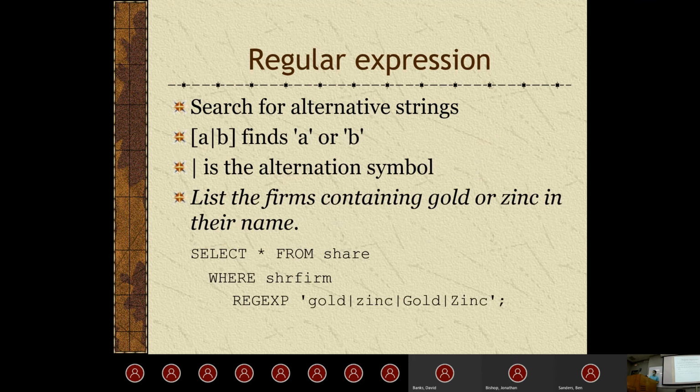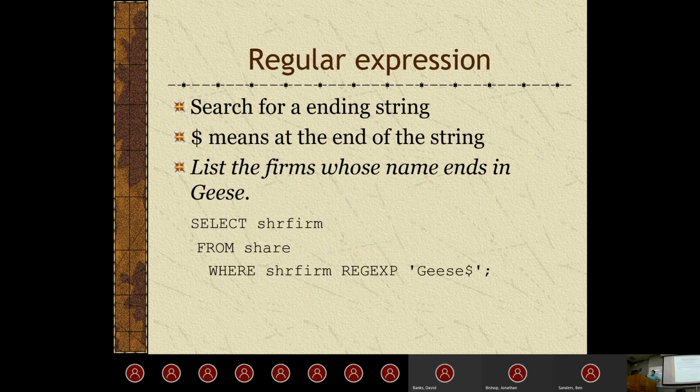So going back to this example here, if we had only starting with gold, we'd have the upwards facing caret, gold. And then only firms that began with gold would be included inside of that. So we have lots of different options. If we want to do it at the end, we just use our good friend, the $ sign. So in this case, we're going to list the firms whose name end in Geese.